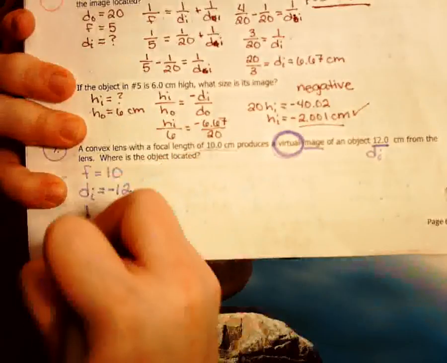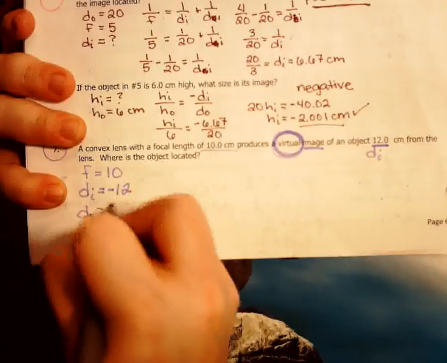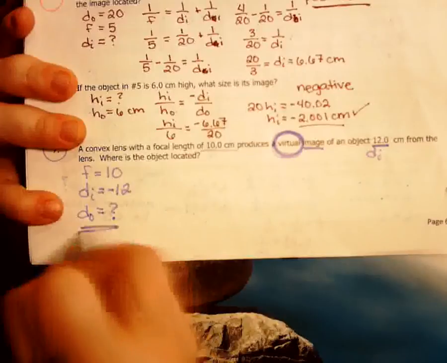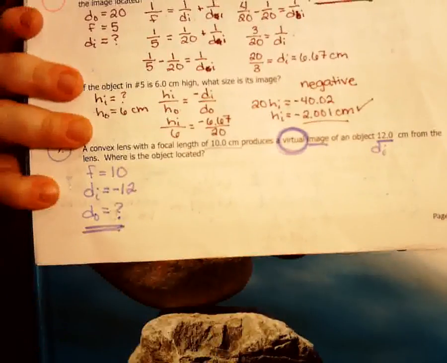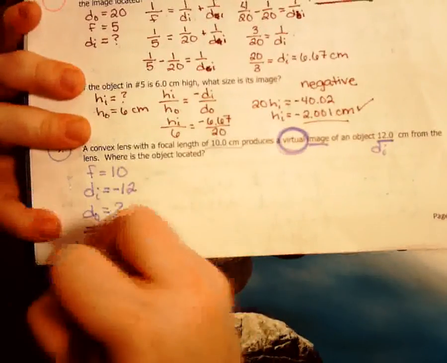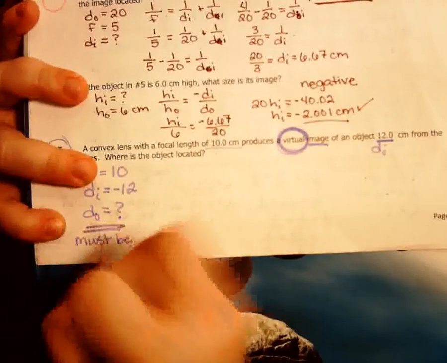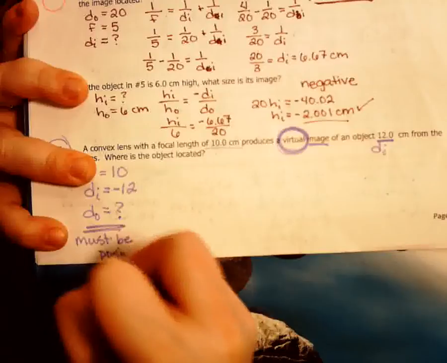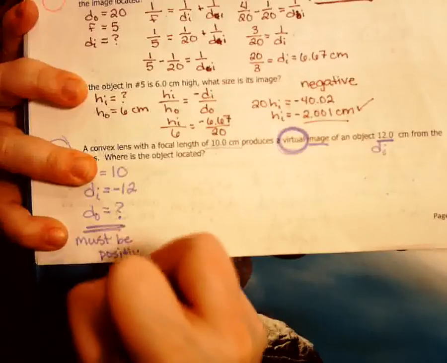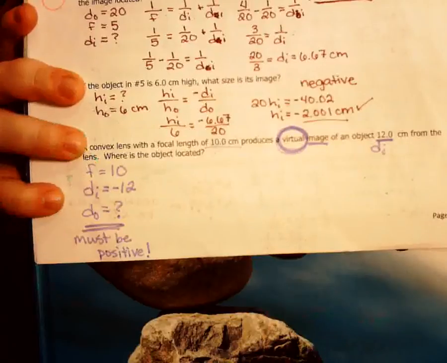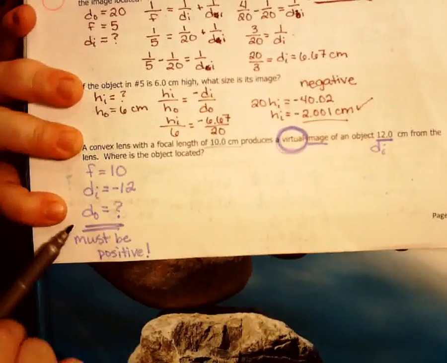We're looking for DO. As we talked about in class today, DO can never be a negative number. This must be positive. Exclamation mark. So if we get a negative number for our answer, we know we've done something wrong.